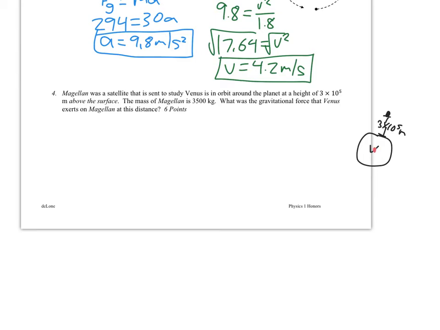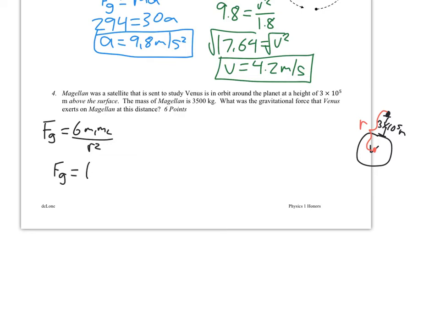So keep in mind the distance we really care about is the distance from the center of the planet to that satellite. And then we're just going to use our Fg equation. Fg equals G m1 m2 over r squared. And we're going to use that to solve for that force of gravity. So we go ahead and set that up.